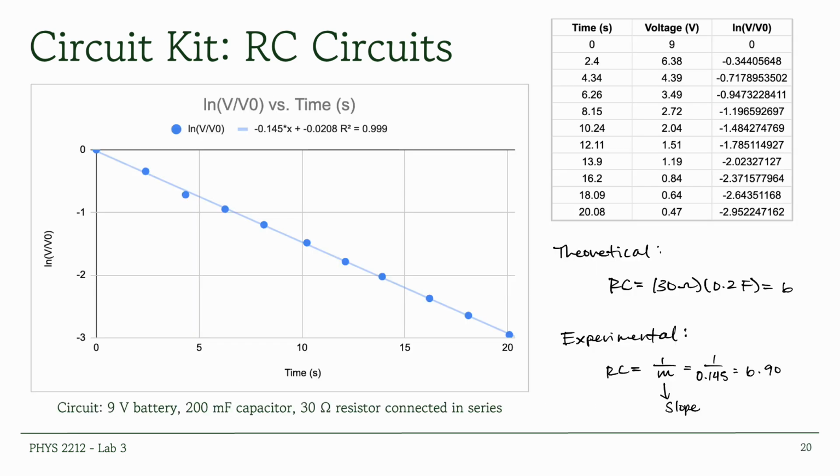So then analyzing the circuit further, the circuit was a 9-volt battery, a 200 microfarad capacitor, and a 30 ohm resistor that were all connected in series. So taking the time and voltage and then relating those two linearly through the log of the voltage over the initial voltage, we were able to graph this linear trend line here, where theoretically our RC value is found to be 6, multiplying the resistance and capacitance values respectively, but experimentally, when we take the inverse of the slope of the line that we plotted here, we find an RC value of about 6.9.